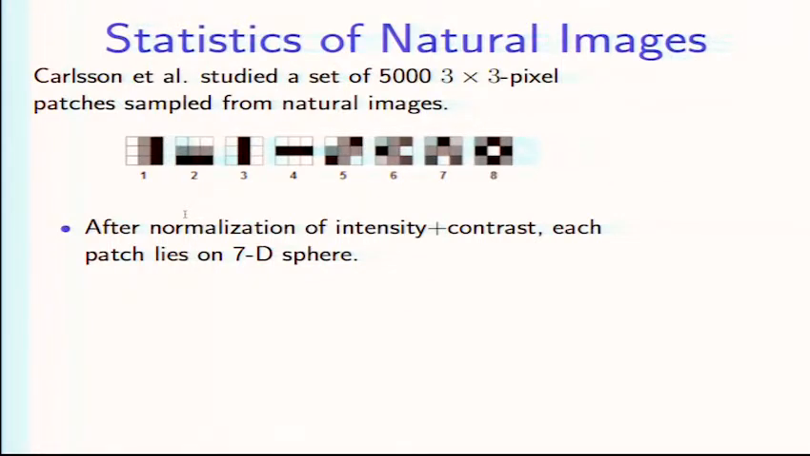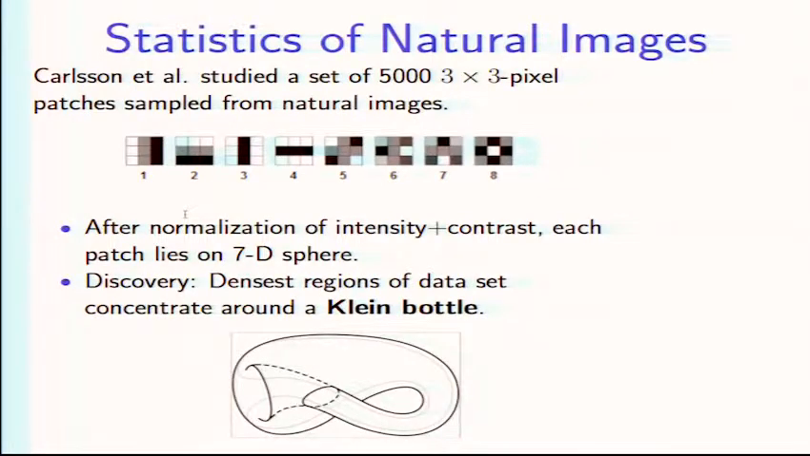And so they wanted to understand, is there some structure to this data set? And so they used, in this work, they used a tool called persistent homology, which I'm going to explain to you in detail before the end of this talk. And using this tool and some hands-on finagling with the data, together, they discovered that the densest regions of the data set concentrate around a 2-dimensional surface called a Klein bottle.